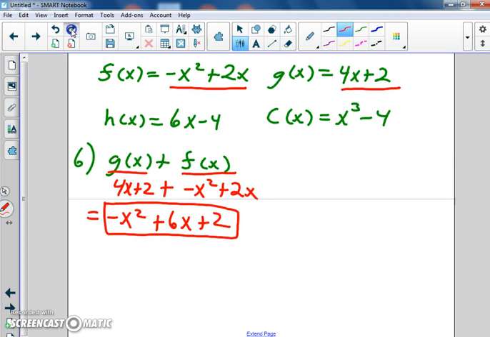Question number 7. c of x minus f of x. Now remember, this is a subtraction. So remember, write the first one down, write the second one down with parentheses around it, and then put a negative between the two.